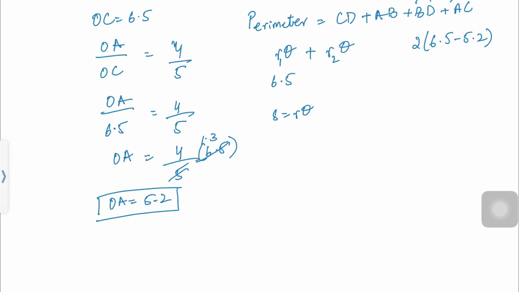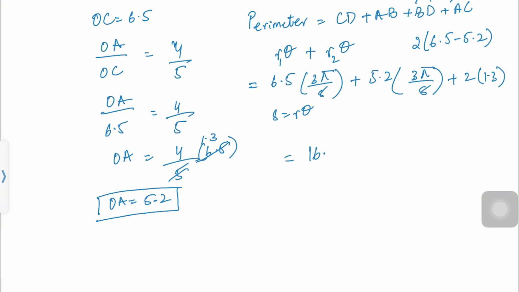OC is 6.5 multiplied by 3 pi by 8. And then OA is 5.2 multiplied by 3 pi by 8, adding 2 into 1.3. So we'll get our final answer as, let's calculate it. We get our final answer as 16.38, which can be written as 16.4 to three significant figures.